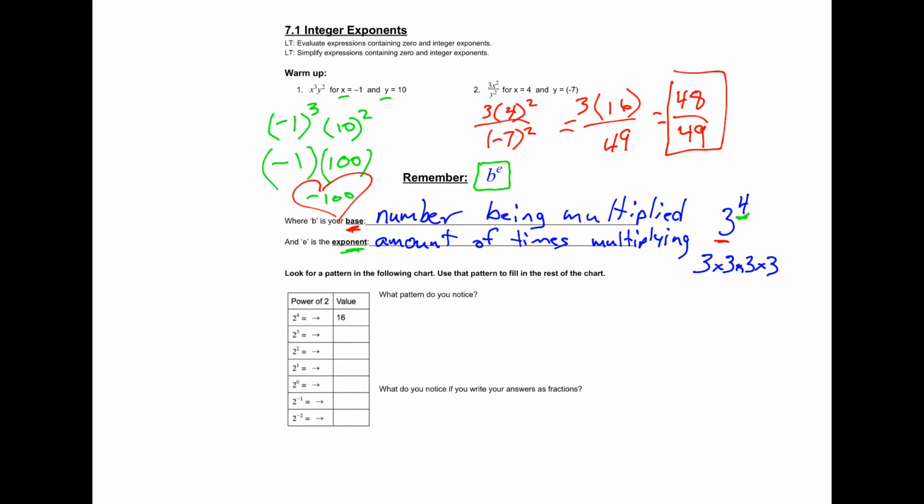All right, there you will see the table filled out. So if I type in 2 to the third power, that's 2 times 2 times 2, which is 8. 2 squared is going to be 4. 2 to the first is 2, 2 to the 0 is 1, 2 to the negative 1 is going to equal 1 half, and 2 to the negative 2 is going to equal 1 fourth. I did put these in fractions for a reason. All right, see if you can notice the patterns.